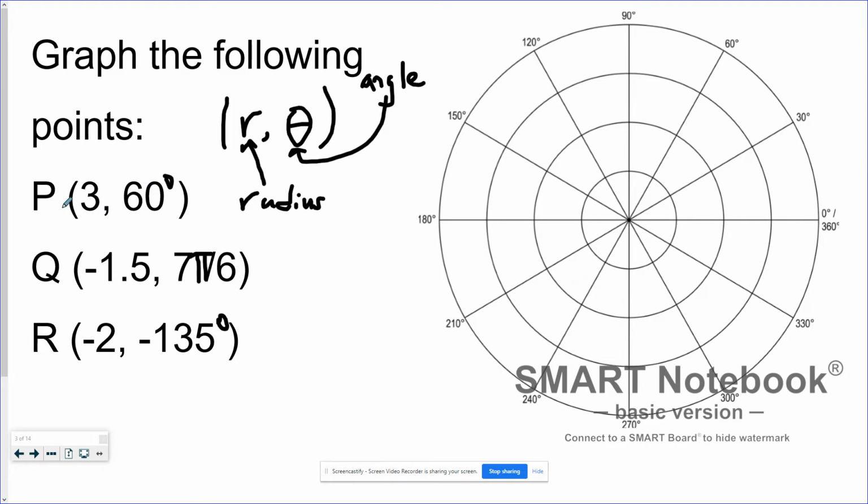So let's talk about how to graph these, starting with point P here. We're going to go to 60 degrees, which is this line right here. And we said each one of these circles equals 1. So we're going to go out to 3 and put that point P right there. Okay, so that is P.